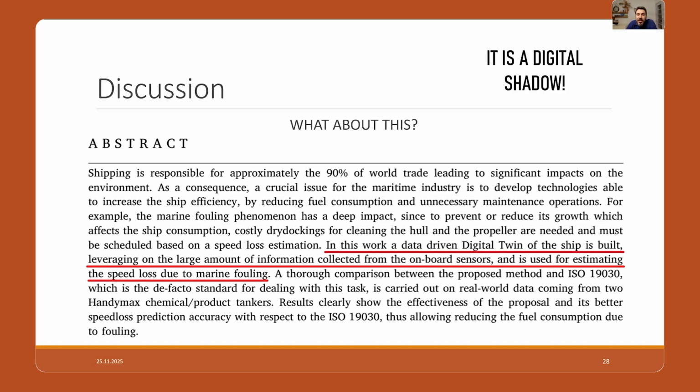Why? Because it says here that a digital twin of the ship is being built leveraging the large amount of information collected from the onboard sensors and used for estimating the speed loss. So where is the bidirectional data exchange? I mean, this is the definition of digital twin. They only use this for passive monitoring. I mean, they don't give any feedback. They don't take the information collected from the virtual world and feed it back to the physical ship. That's why this is actually a digital shadow.